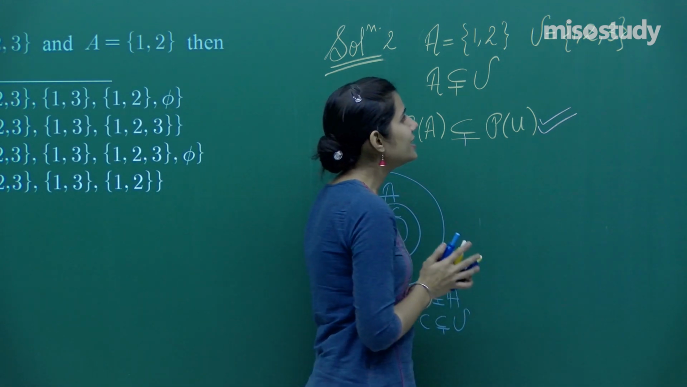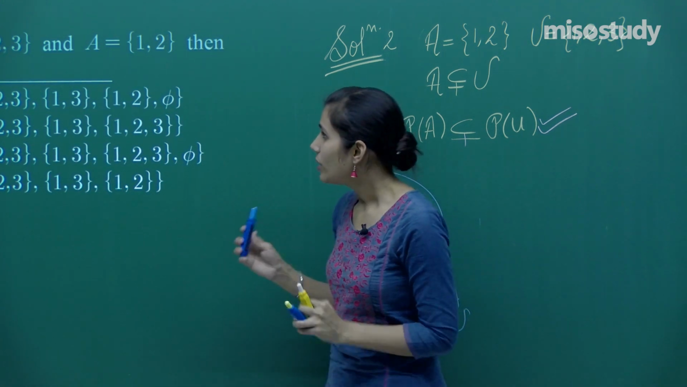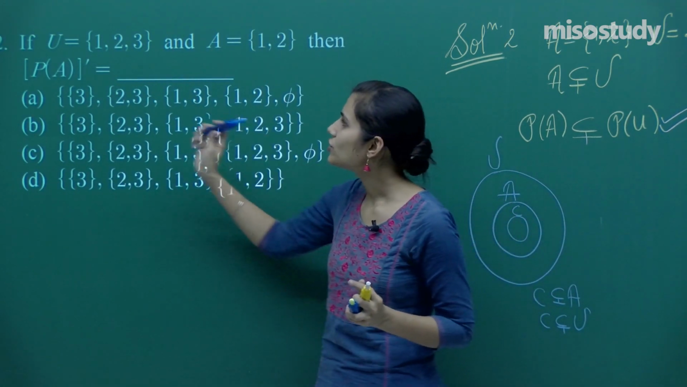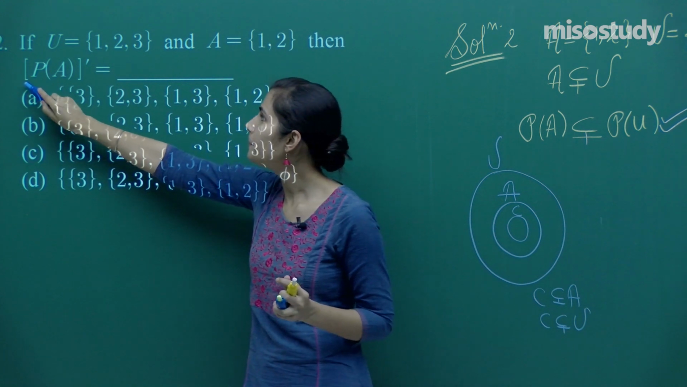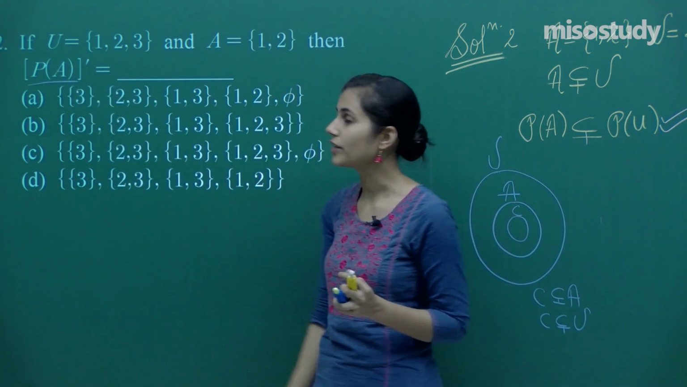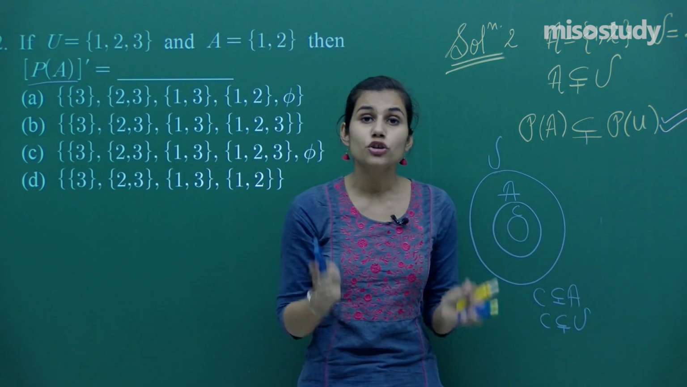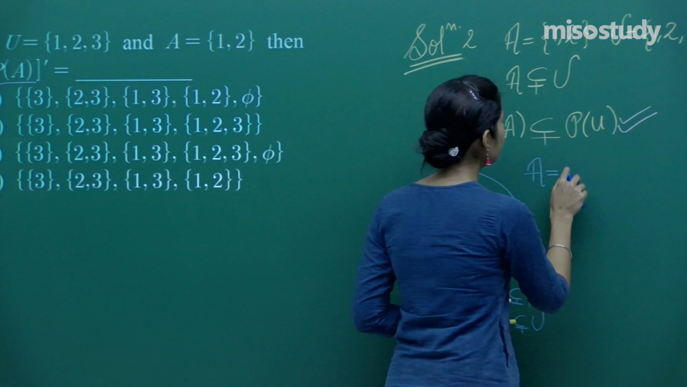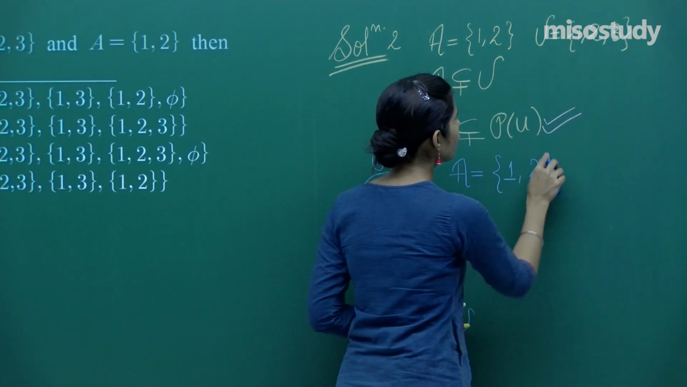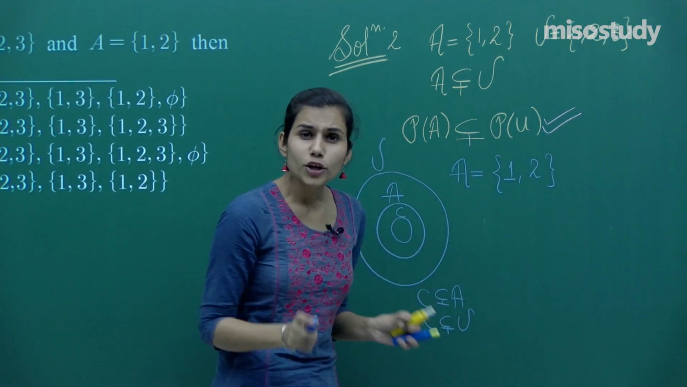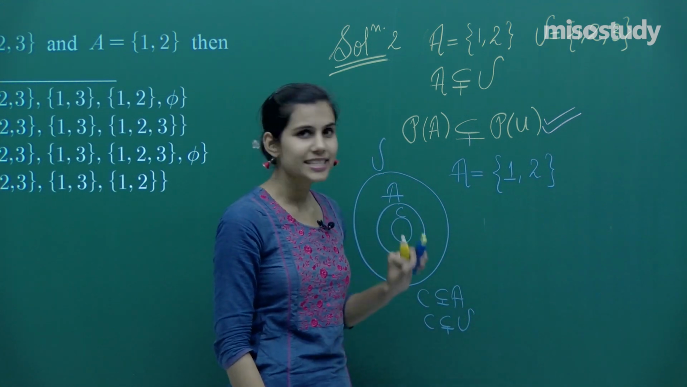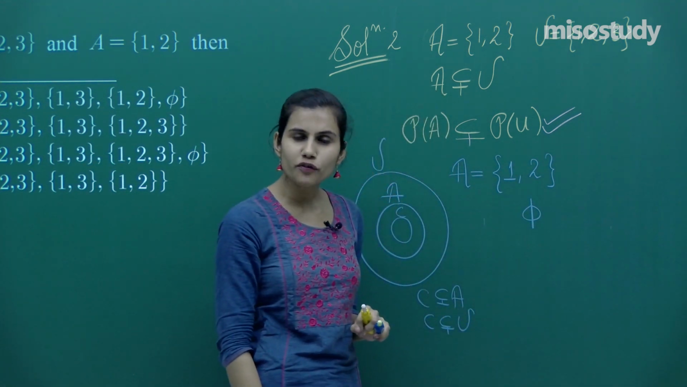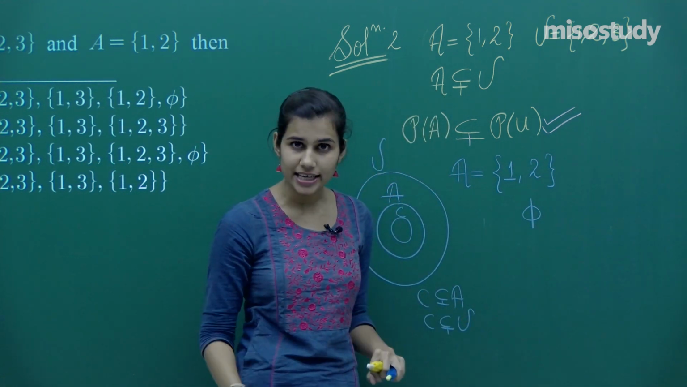Now is the turn to understand what the question asks. Question is not asking us to find out power set of A or power set of U. It is just asking us to find out the complement of power set of A. For that, we should first find the power set of A. What is my A? I am given A to be equal to 1, 2. What all subsets can you think this subset A has? First of all, empty set is a subset of A because it is a subset of every set.